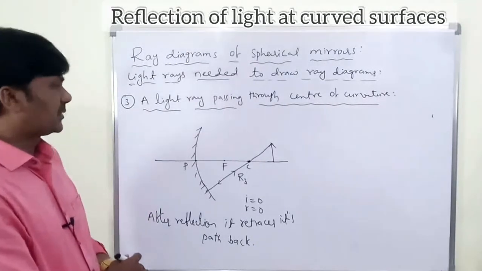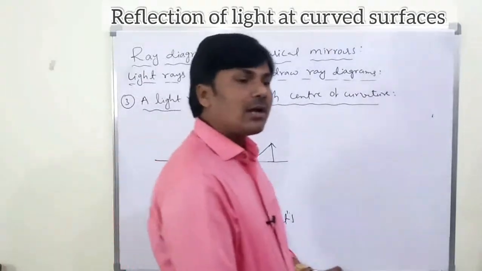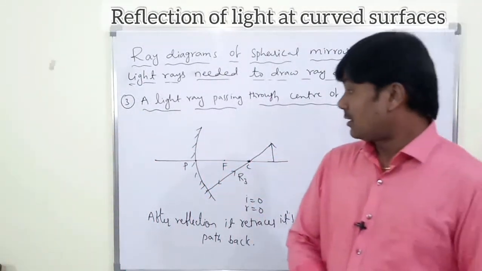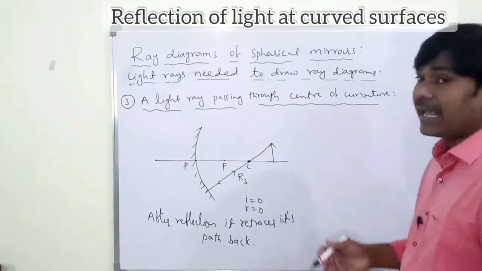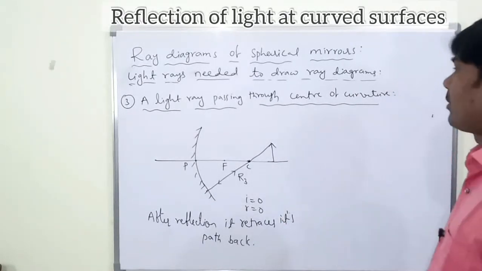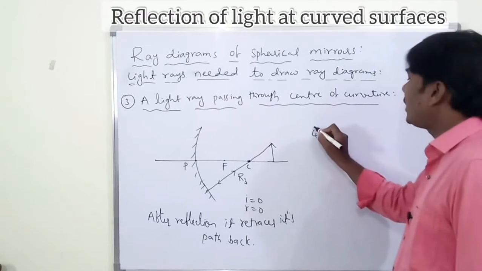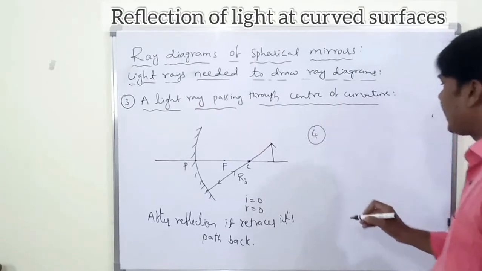Most important diagram. And sometimes we need one more light ray. Sometimes these three light rays are not enough to draw the image. So then we have to take one more light ray. That light ray is the fourth light ray.